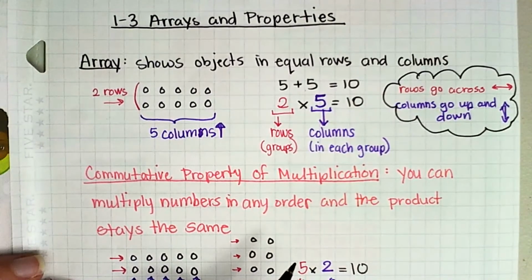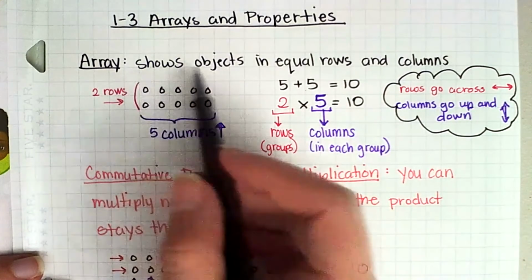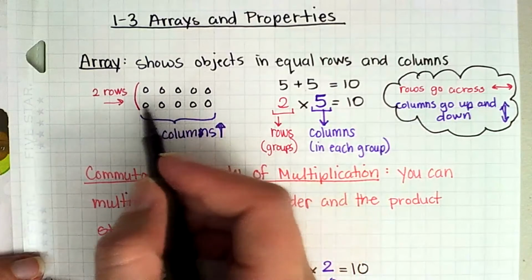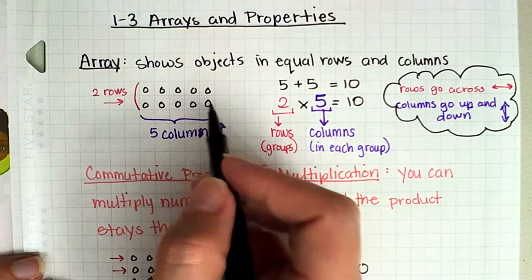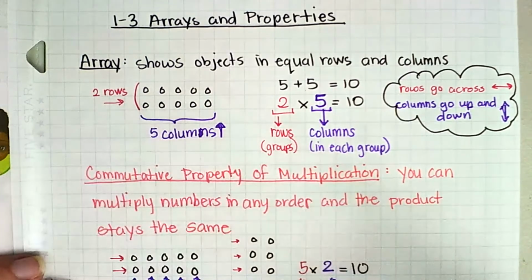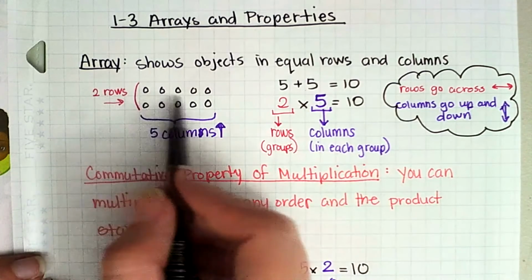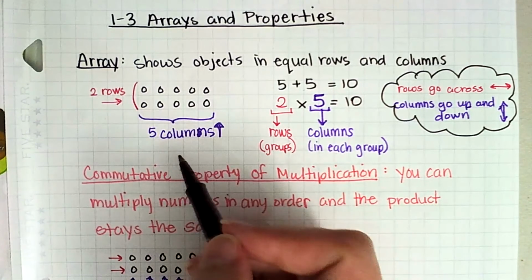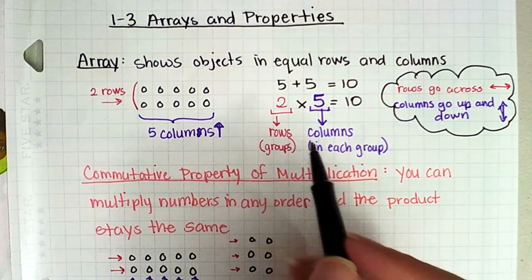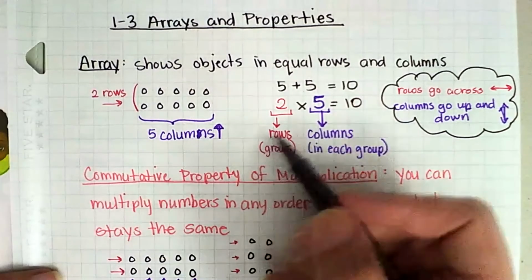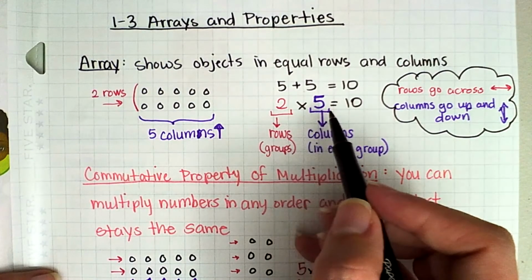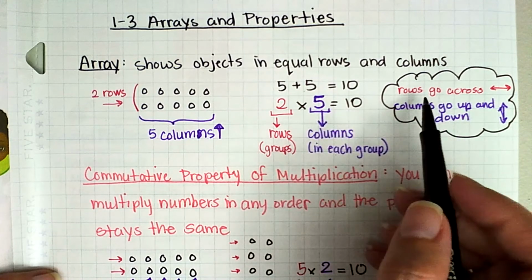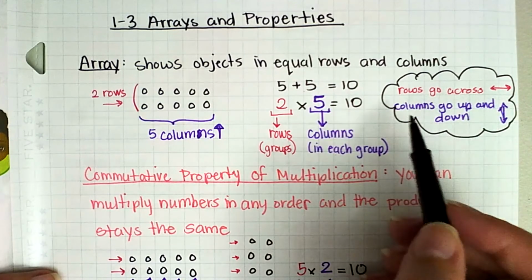Then we're going to go over some of the vocabulary. So we learned that an array shows objects in equal rows and columns. So rows are the ones that go across and the columns go up and down. So I color coded these for you. We have 2 rows over here, right? 2 lines. And there's 5 in each one of those lines. So there's 5 columns. The way we write that as a multiplication equation is we write the number of rows first and the number in each row. So this is how many groups, remember, and then how many in each one of those groups. And in case you need to remember, rows go across, columns go up and down.